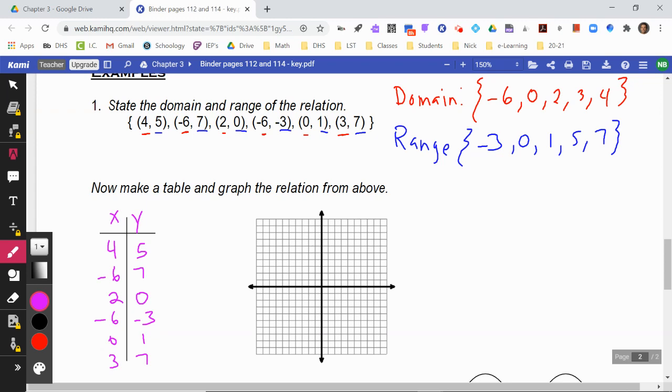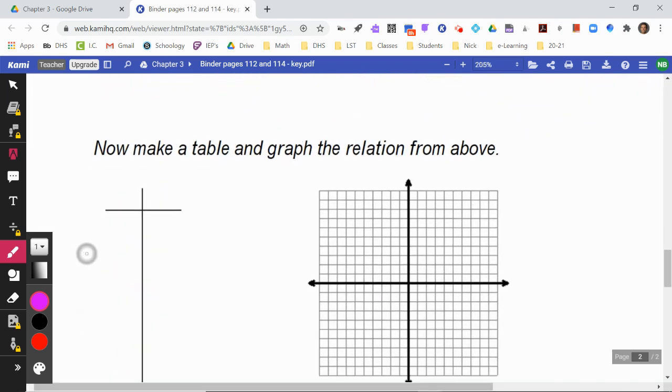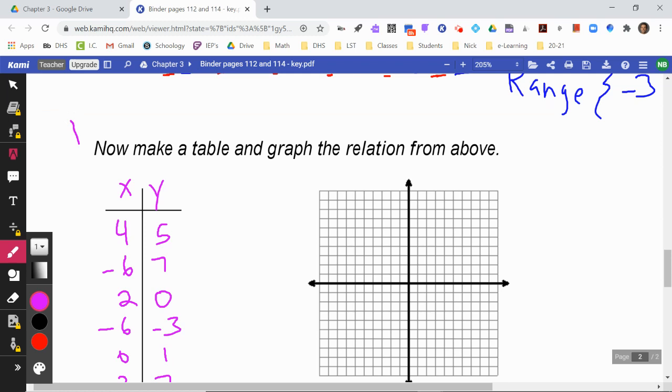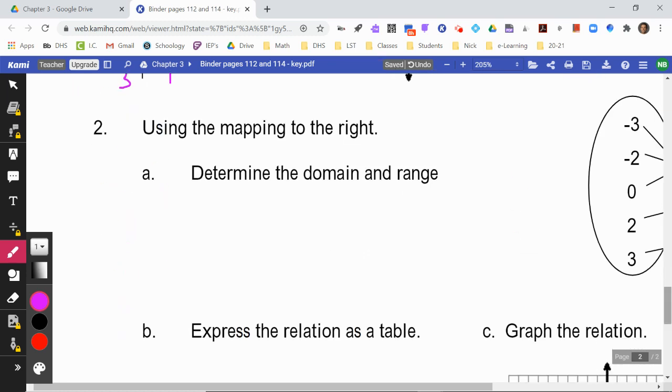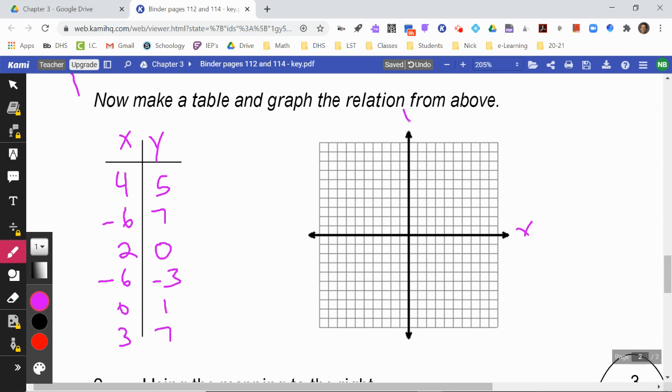And lastly here, we're going to go ahead and plot these points. I'm just going to zoom in a little bit so that I can get these a little more accurate. Our first point here is 4, 5. So this is my x-axis. This is my y-axis up here. So 4, 5. I'm going to go 4 on my x. 1, 2, 3, 4, and 5 up. 1, 2, 3, 4, 5. That's going to be my first point there.